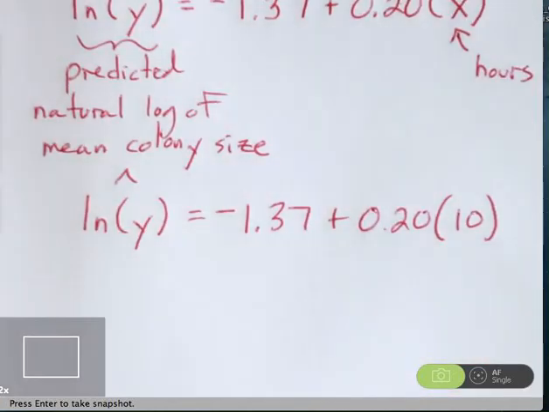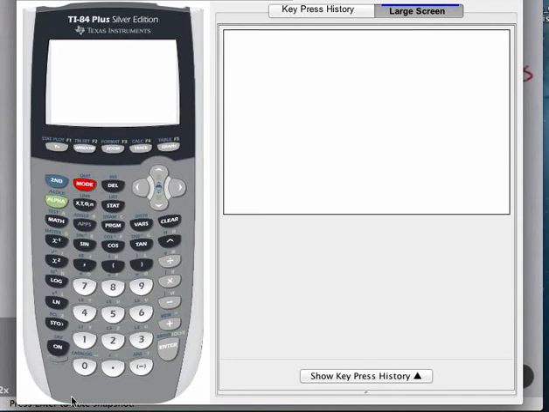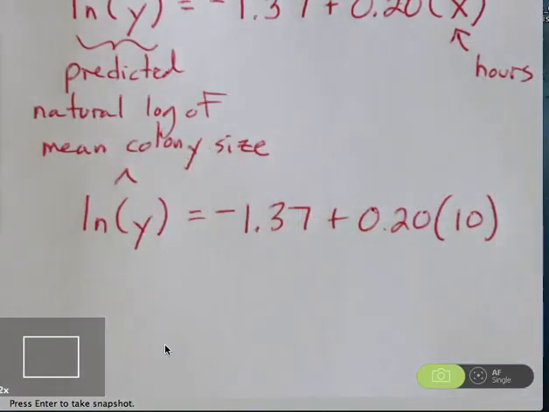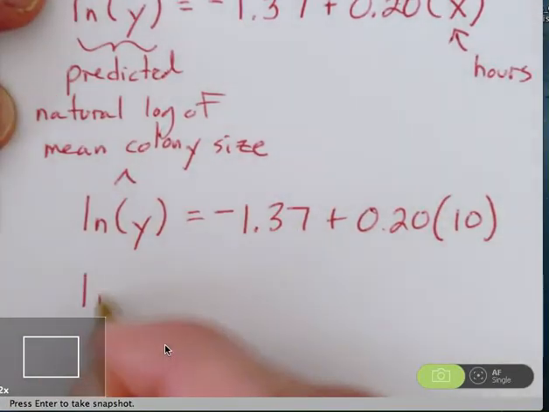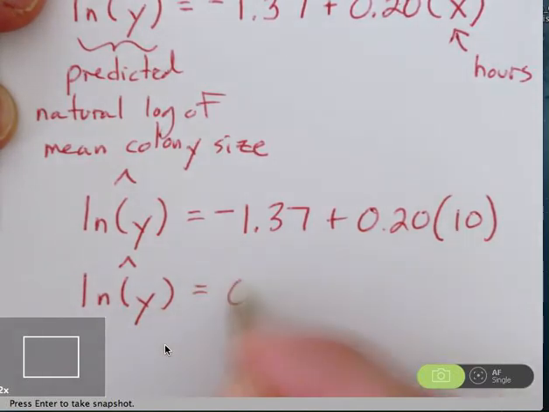So we're going to go ahead and substitute that into the calculator. So we need to go to the home screen here. Very good. So I've got my negative 1.37 plus 0.2 times 10. That gives me 0.63. So now that is not the prediction yet. Be careful. So what I have found is the predicted natural log of the mean colony size, and that's 0.63.